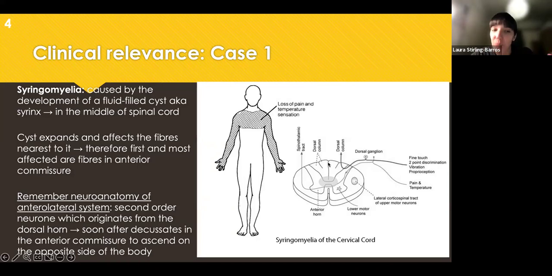But of course, once this cyst, also called a syrinx, grows and grows, it will end up wiping out all of the rest of the spinal cord columns, but initially it just presents by affecting the anterolateral system. And this is called syringomyelia.